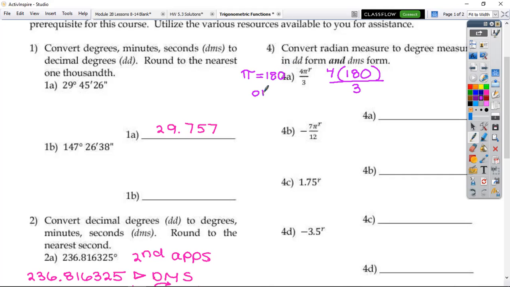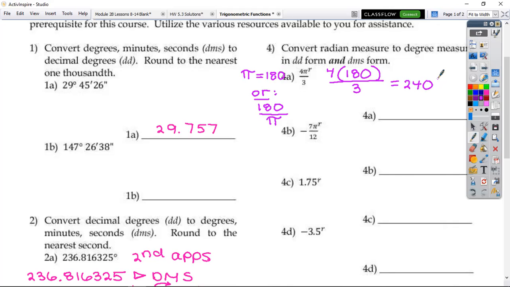So that's the first thing you can do. Or what you can do is multiply by 180 over pi, and you'll see that the pi's cancel. Okay. So what is 4 times 180 divided by 3? 240. Yep. So that is 240 decimal degrees, and there's no need to write that in DMS. So that one you can just stop. 4b will work out the same. Let's do 4c because it's different.